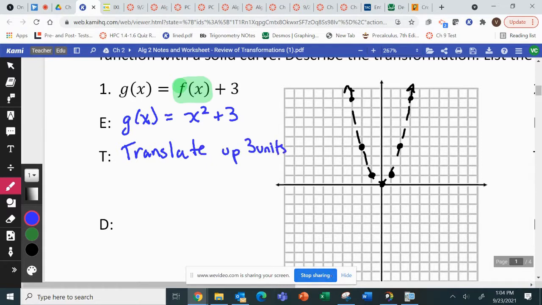So we're translating up 3 units. The majority of these, you will be able to just look at the graph and move it according to the words. These should be easy ones. So this is how I'm going to do it. I'm going to take my vertex and I'm going to go up 3 units.